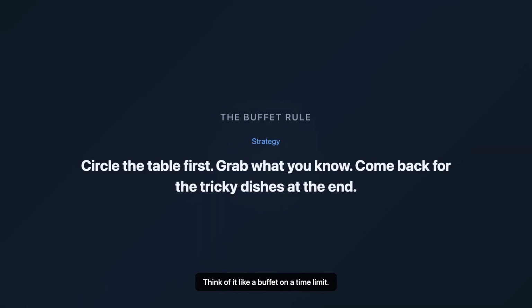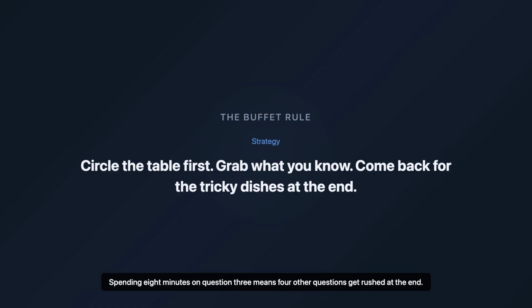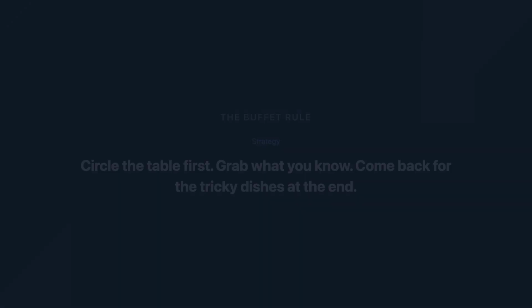Think of it like a buffet on a time limit. Don't stand at the first dish trying to perfect your plate. Circle the entire table first, grab everything you know you want, and come back to the tricky dishes at the end. The same applies here. Bank the easy questions early, then use your remaining time on the hard ones. Spending 8 minutes on question 3 means 4 other questions get rushed at the end.